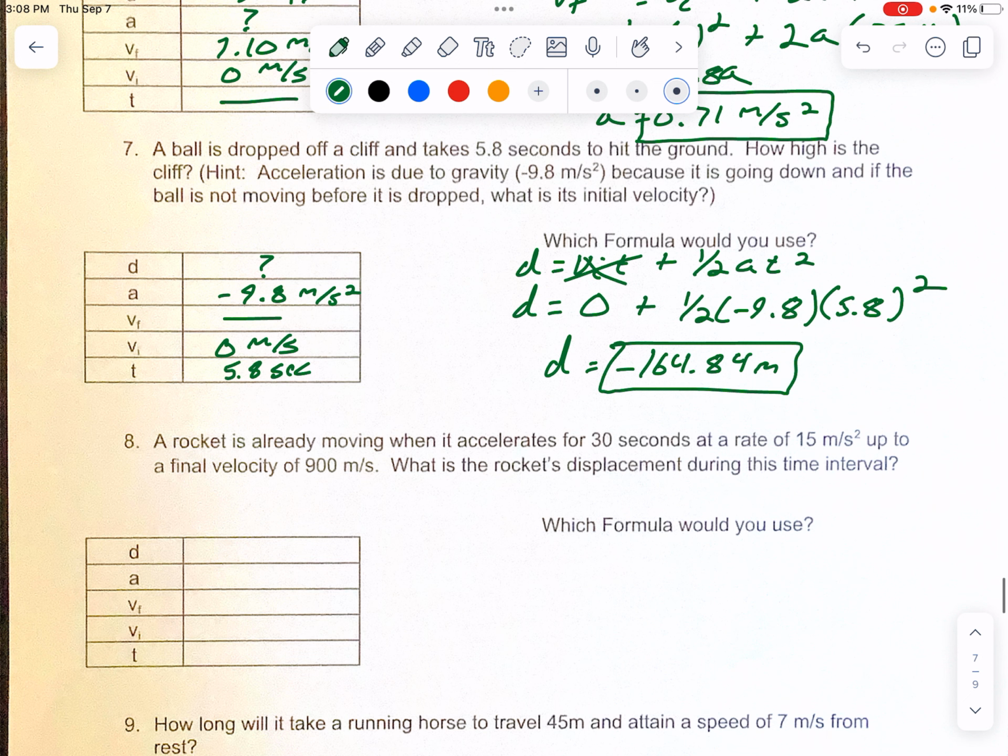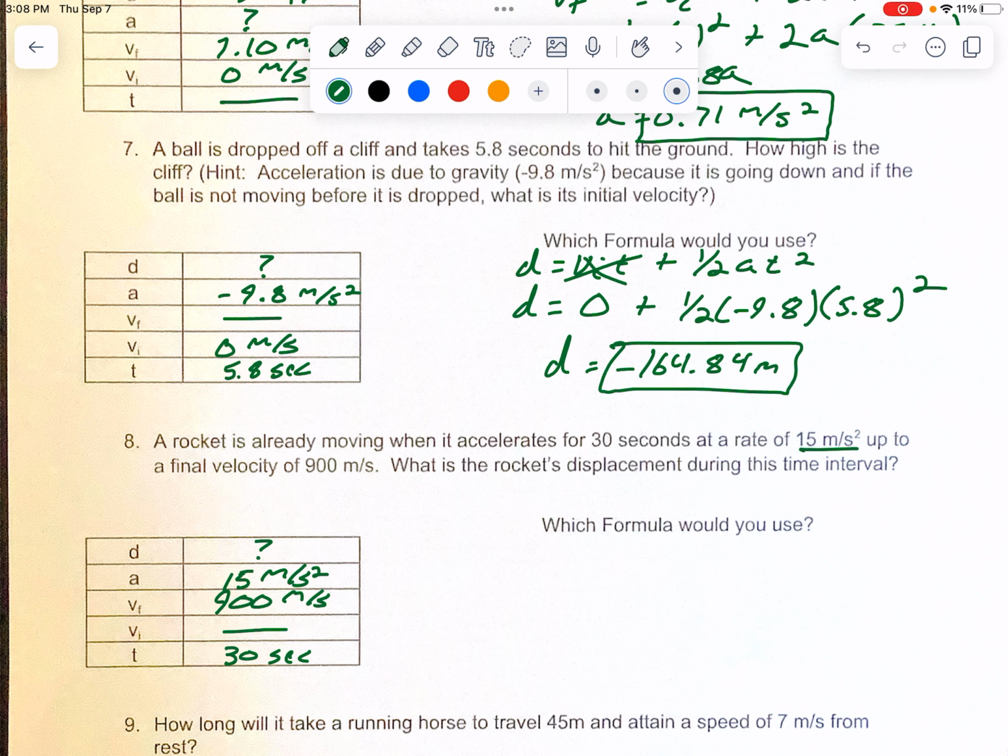Number 8, a rocket is already moving when it accelerates for 30 seconds, so there's your time, at a rate of 15 meters per second squared, so there's your acceleration, so 15 meters per second squared, up to a final velocity of 900 meters per second, so we know VF. What is the rocket's displacement during the time interval? That means we're looking for distance. That means we did not care about VI.